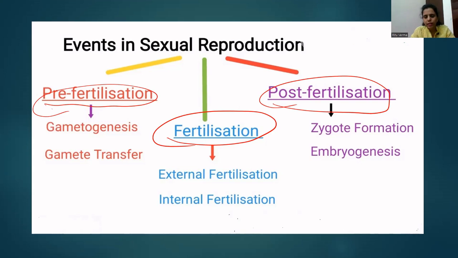Why am I talking about gamete transfer? Because there are certain organisms in which sexes are defined. Male and female organisms are clearly distinct. So these male and female gametes are produced in 2 different organisms, isn't it? Sexes are completely defined. So when male and female gametes are produced in 2 completely different organisms, how do they come closer to each other for the process of fertilization? All these events come under pre-fertilization, and we are going to discuss pre-fertilization briefly in this video.